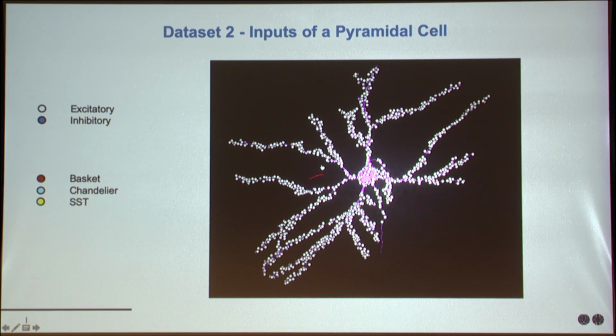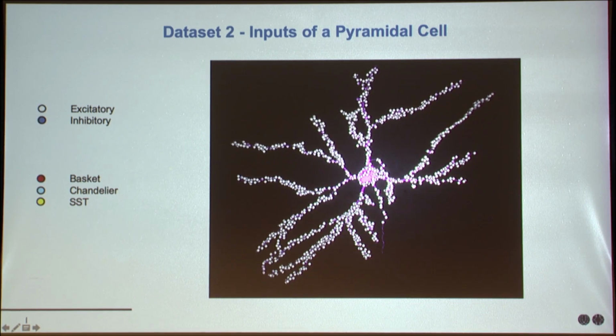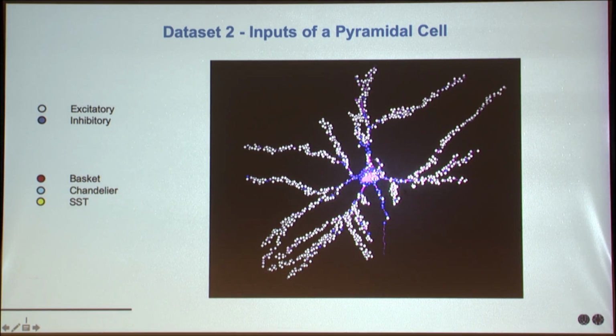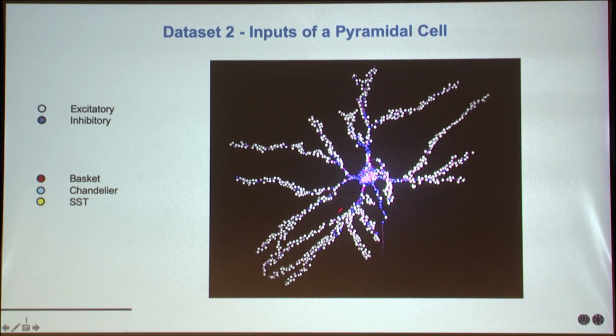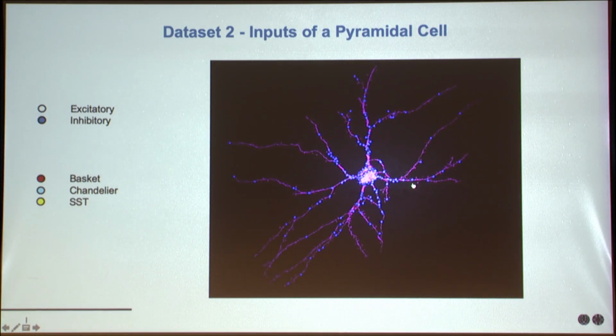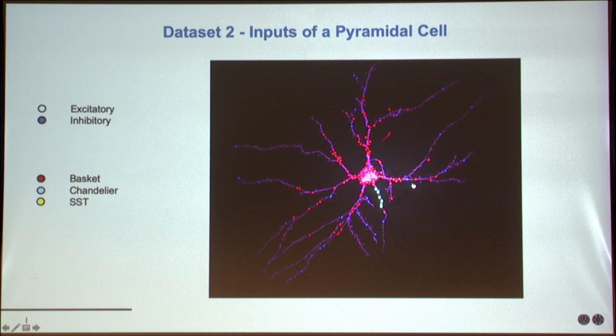I'm going to show another movie of one fairly typical, actually, excitatory cell and its inputs. That's a movie, so it's three-dimensional. The blue things are the inhibitory synapses. Let's turn off all the excitatory. The largest class of inhibitory cells are basket cells. Those are all the basket cell inputs.